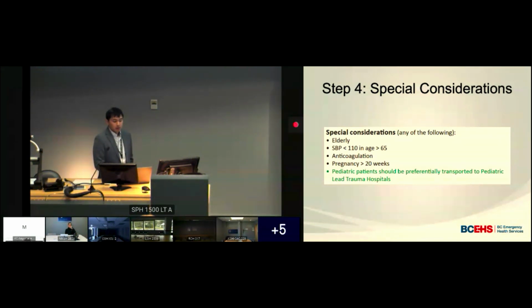Also patients on anticoagulation, and patients who are pregnant greater than 20 weeks because they may need care for both mom and baby. And pediatric patients, no matter where in the hospital, should preferentially be transported to a pediatric lead trauma hospital, just because of the rarity of pediatric trauma and also the expertise that's required to manage pediatric trauma patients. These patients may not necessarily all need to go to lead trauma hospitals, but they all probably require support services available at regional centers. So please refer back to your regional guidelines or just transport them to either the lead trauma hospital or a hospital that's capable of doing a complete evaluation and providing timely treatment.